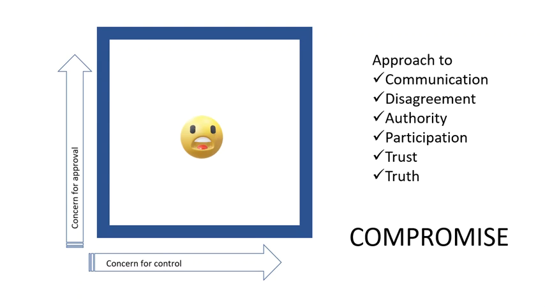But now we come to splitting the difference. Medium concern for control, medium concern for approval. This leads to compromise. Let's split the difference. And yes, we will vote.